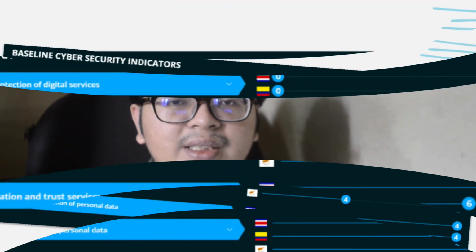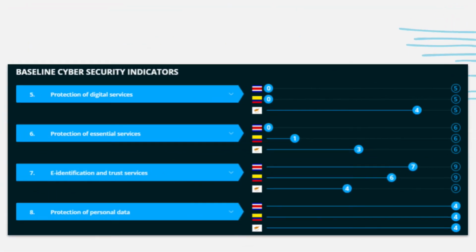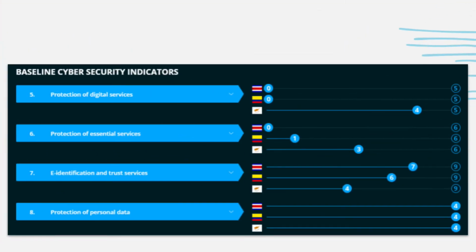For baseline cybersecurity indicators, Cyprus leads in two sectors, which are protection of essential services and protection of digital services. Meanwhile, for e-identification and trust services, Costa Rica once again leads the way, but in protection of personal data, all countries, Colombia, Costa Rica and Cyprus, are equal.